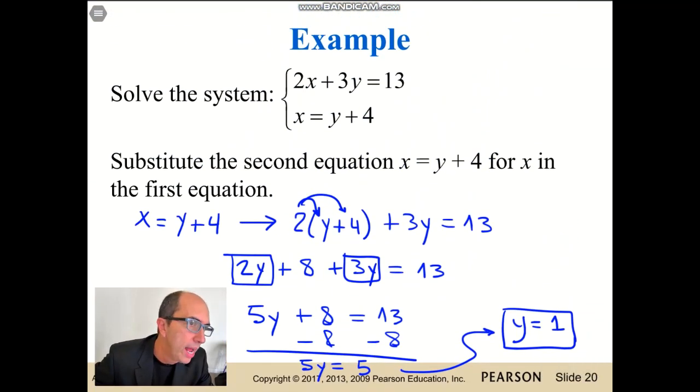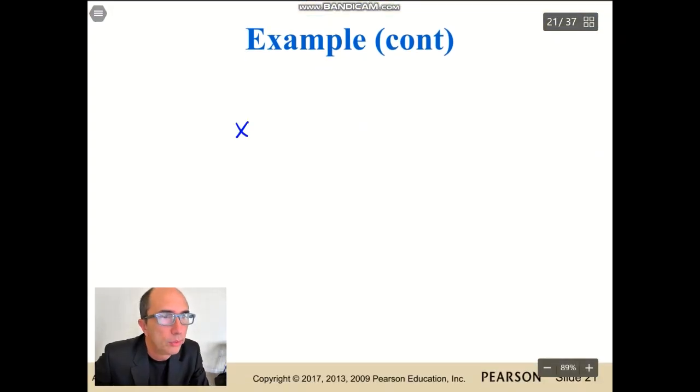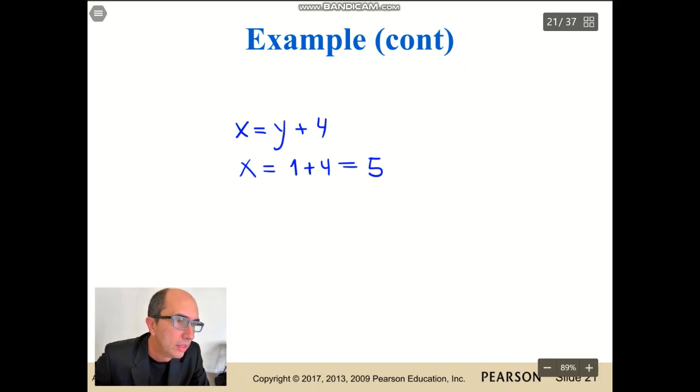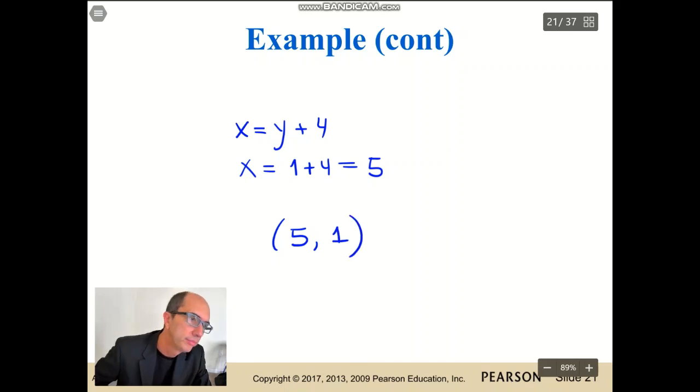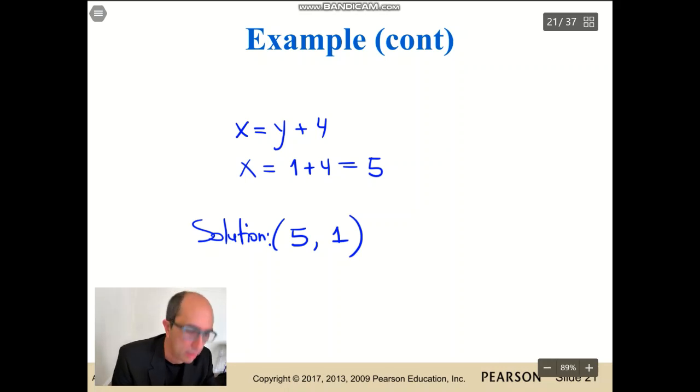And since we know that x equals y plus 4, and y equals 1, x equals 1 plus 4, which is 5. The solution for this system is the ordered pair (5, 1). And we did this using the substitution method.